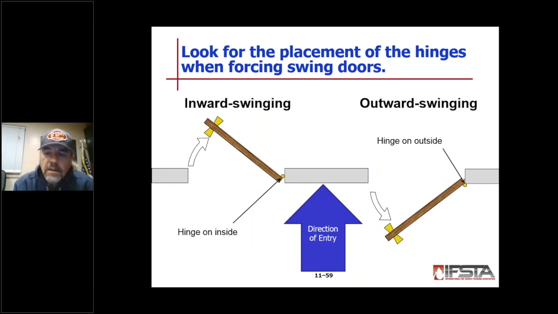So I mentioned inward swinging doors and outward swinging doors. You can see the direction of entry. Here's the outside of the building, or from where we are coming from. If you can't see the hinge, it's an inward swinging door, obviously. If you can see the hinge on the outside, it's an outward swinging door. And each of these has pros and cons, like everything, as to determining how to make entry through those particular openings.